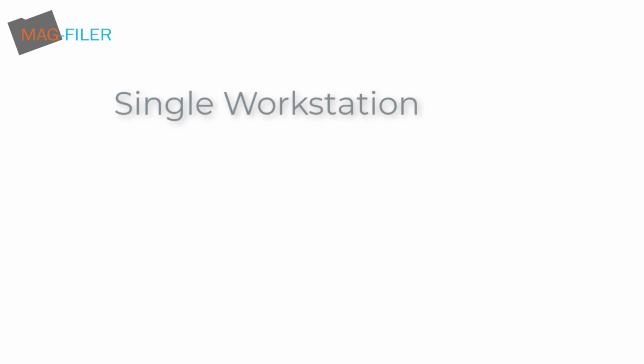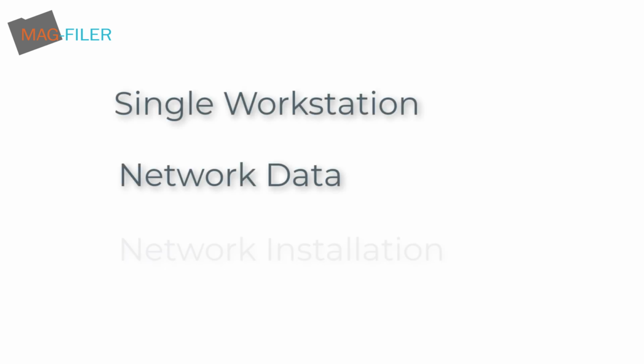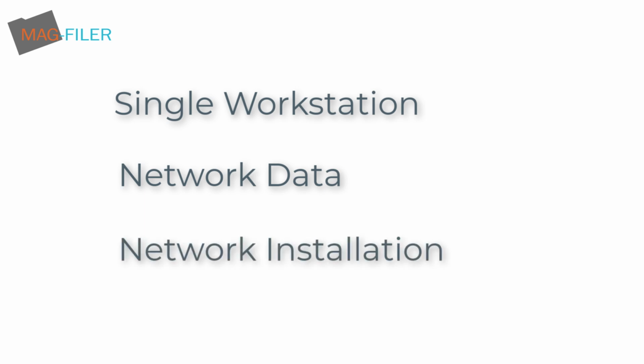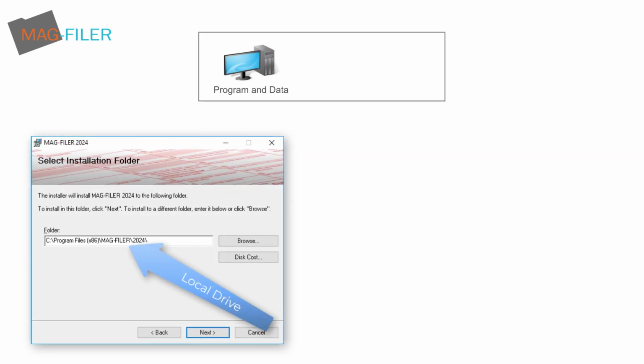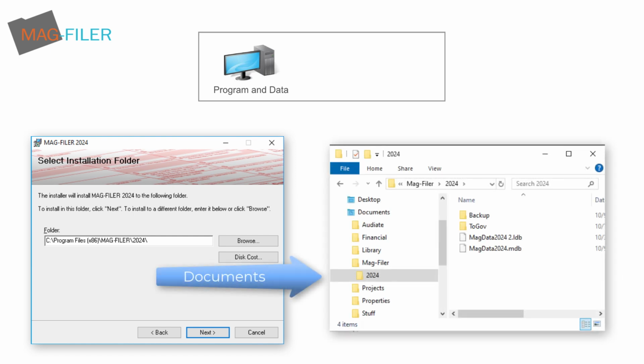There are three typical ways Magfiler is installed: to a single workstation, to a workstation accessing network data, or to the network itself. For a single workstation install, you put the program in the Programs folder on your local machine. And as a default, your data will be in the Documents folder.